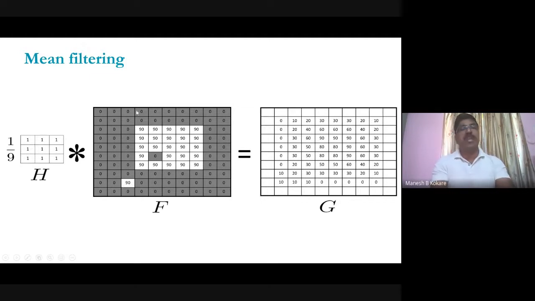So by using the mean filter, what I mean to say is that we are removing the noise which is present in the image by using a simple averaging operation. So this is like that. Okay, here 20 is there, right?